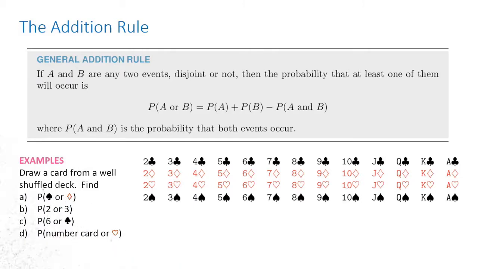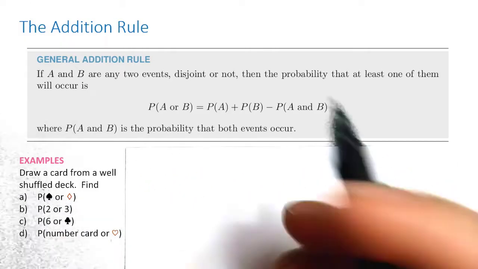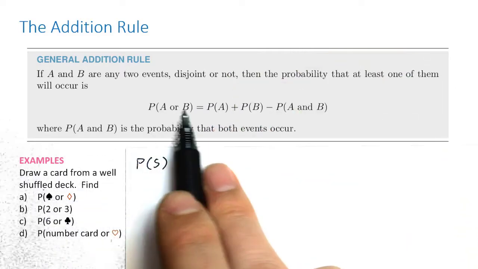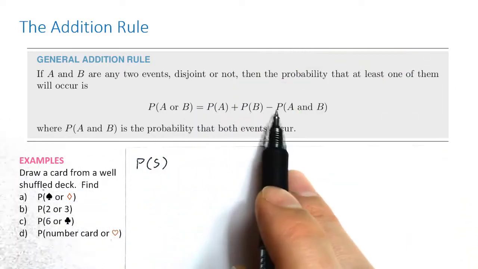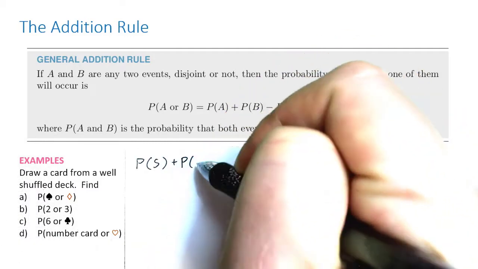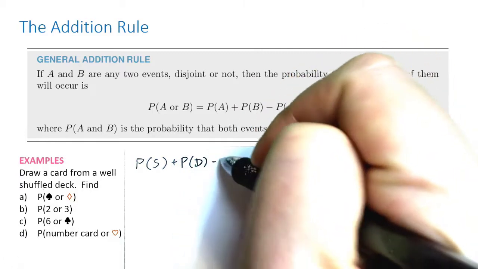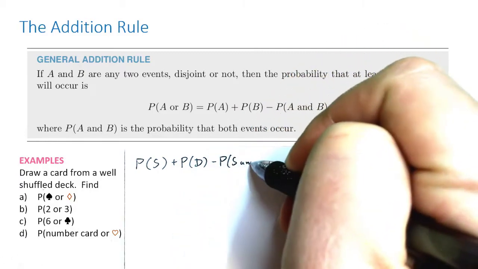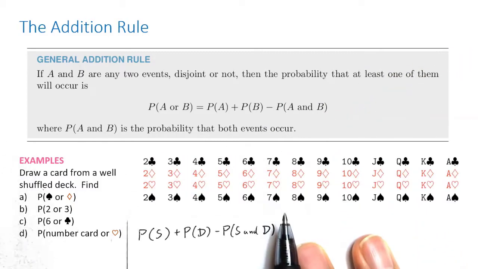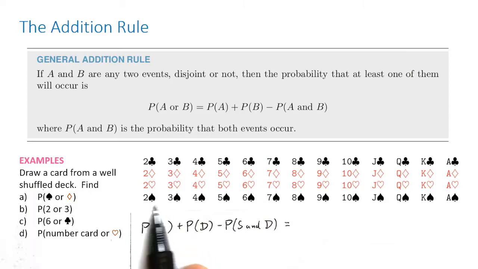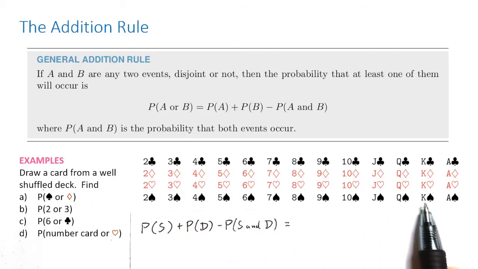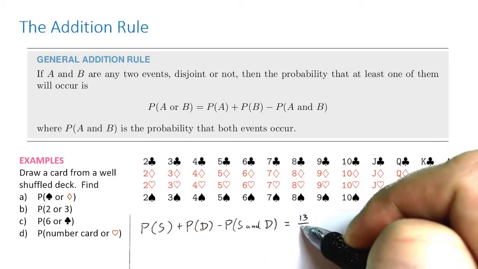The probability of getting spades or diamonds. Okay, so the probability of, I'm going to use S for spades, spades or diamonds is going to be spades plus diamonds minus spades and diamonds. So probability of spades plus the probability of diamonds, D for diamonds, minus the probability of spades and diamonds. Okay, well, probability of getting spades. Well, there are 13 cards that are spades out of 52 total cards. So 13 out of 52.